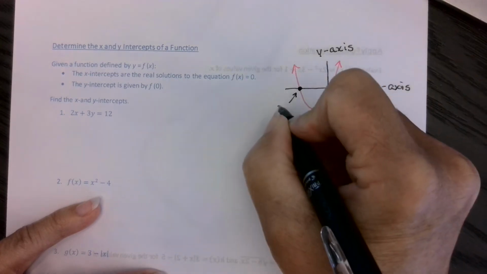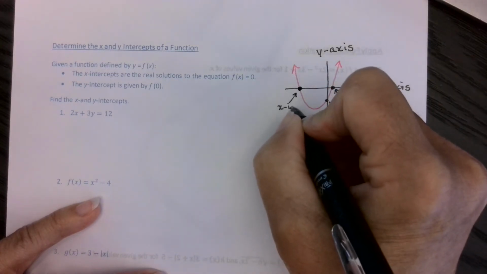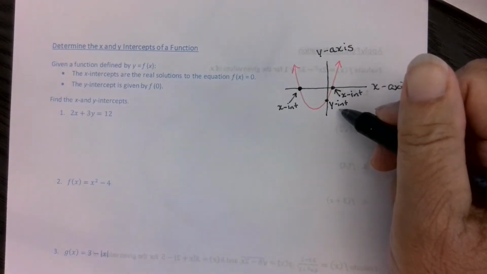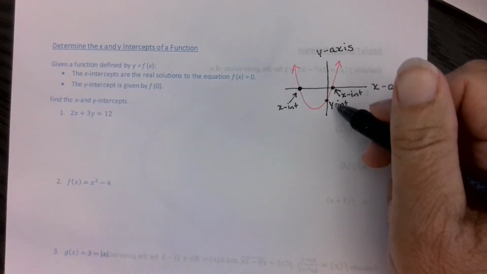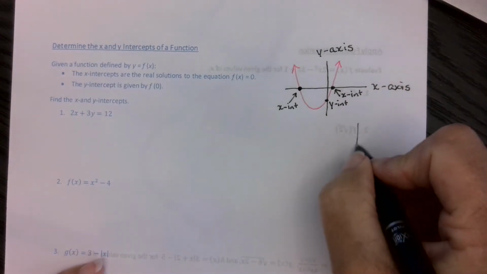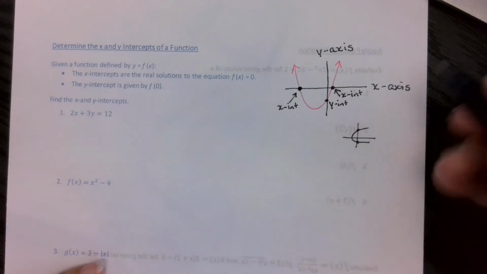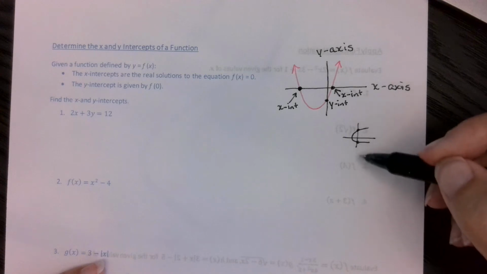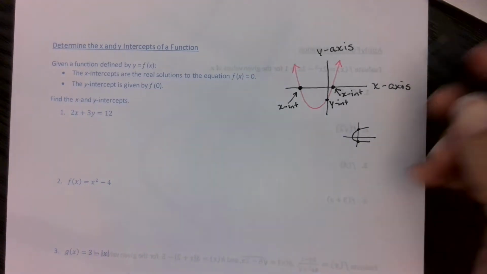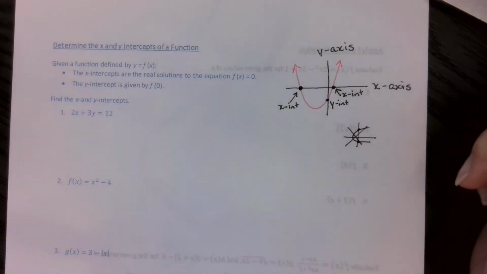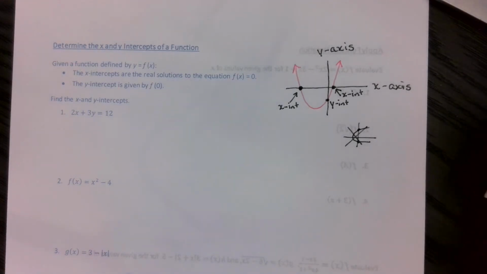Now, you can only have one y-intercept. You can't have two, because if you have two, let's say it went like this, where you have one here and one here, this isn't a function. It does not pass the vertical line test. So you'll never have two y-intercepts. You'll always just have one.